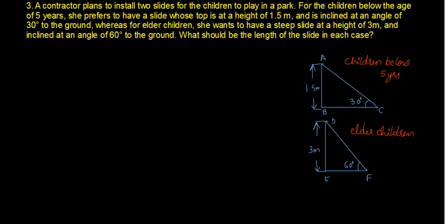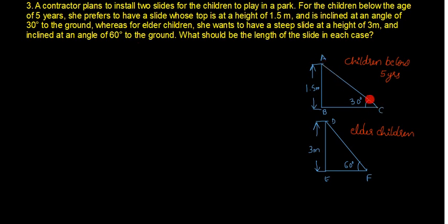Here they have mentioned about two slides. One is for the children below 5 years. Another one is for the children above 5 years, which are also called as elder children. The height of the vertical way where the slide is being installed is 1.5 for the 5-year children, and for the elder children it is 3 meter, and they have mentioned about elevation from the ground as 30 degree for the slide for below 5-year children, and for elder children it is 60 degree. So we need to find the length of the slide in each case.